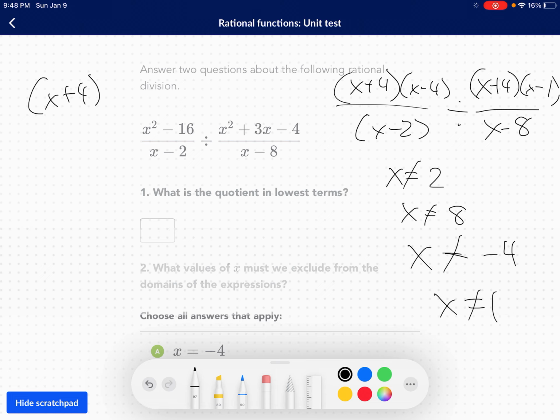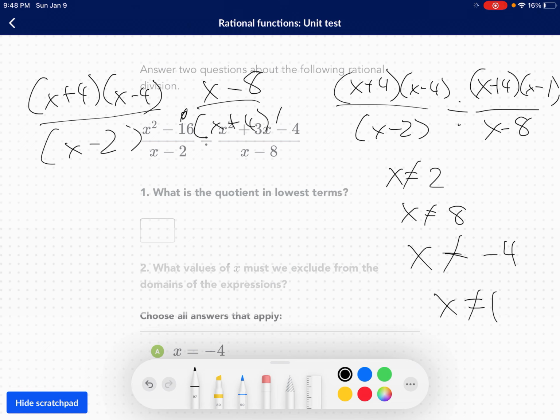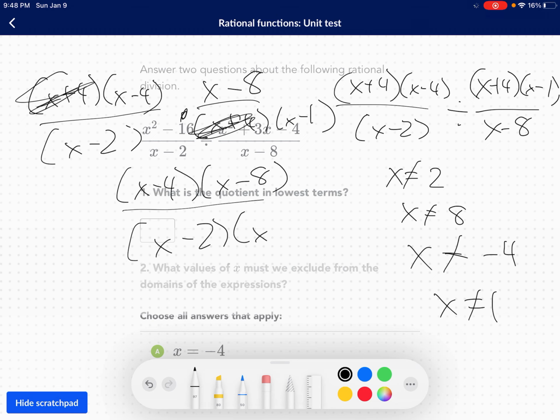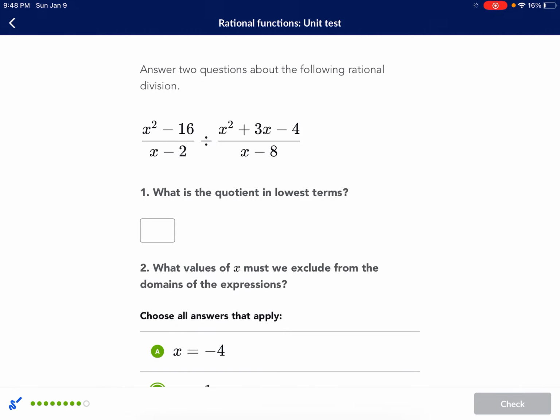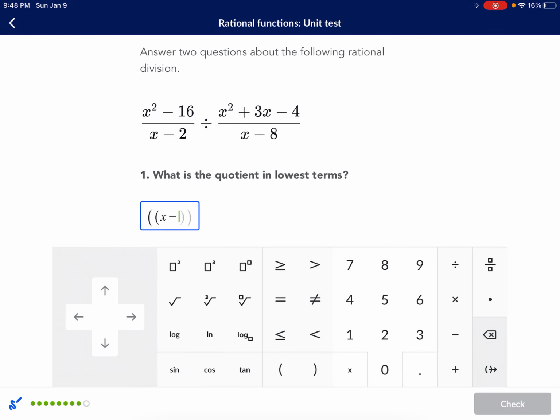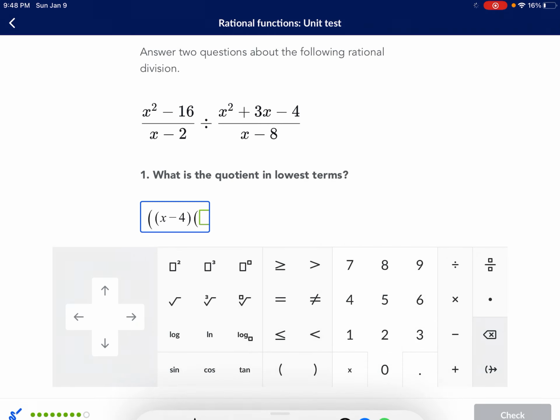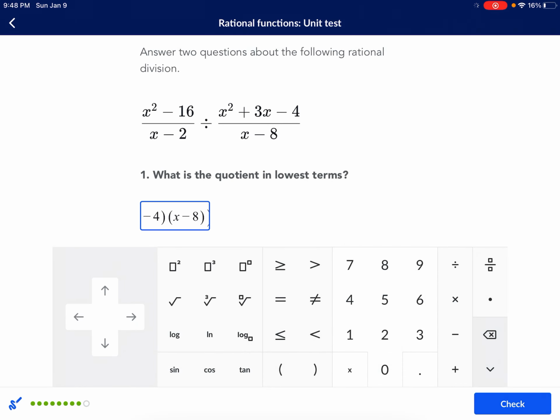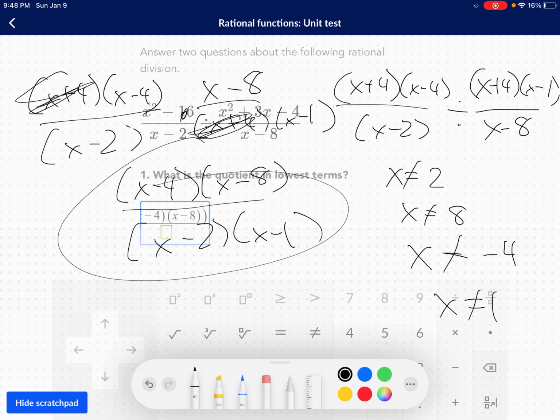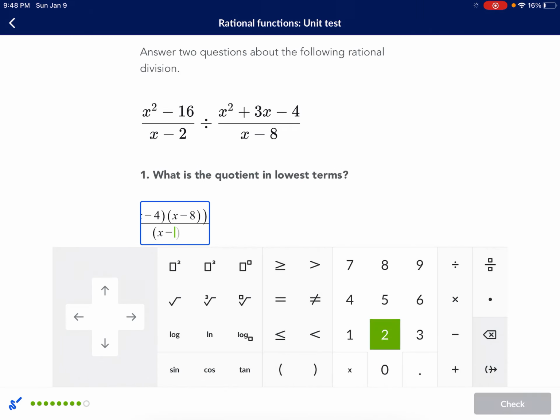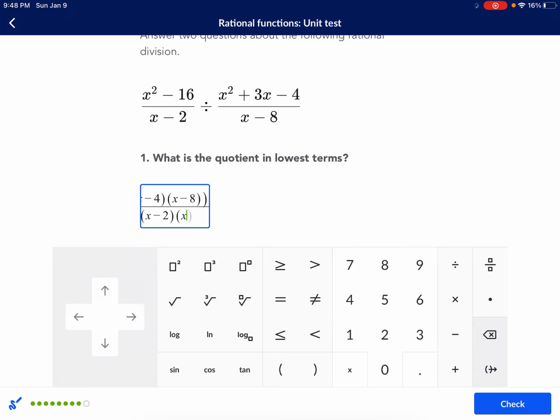Again, you just solve it. X plus 4, x minus 4, over x minus 2. You flip it, times x minus 8, x plus 4, x minus 1. This goes away, this goes away. So it's x minus 4, x minus 8 over x minus 2, x minus 1. So x minus 4, x minus 8, double parentheses so it's recognized as a fraction, and x minus 2, x minus 1.